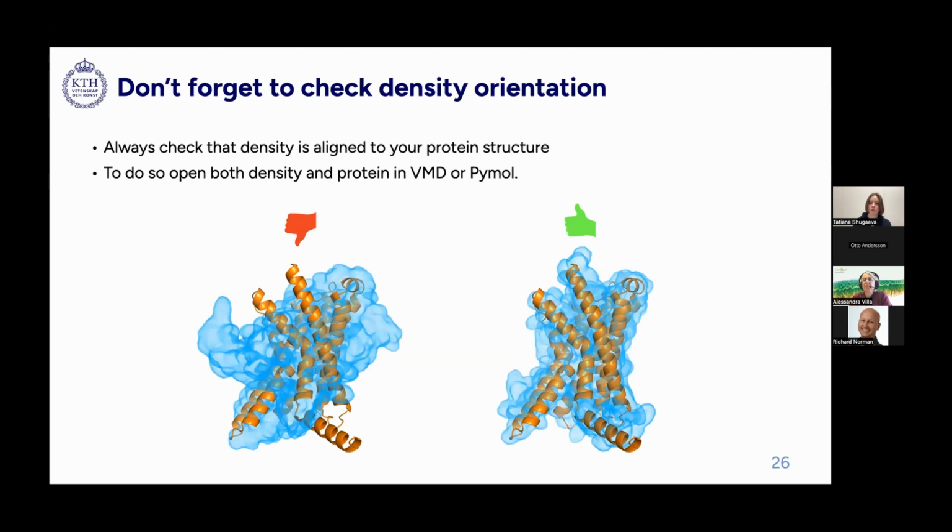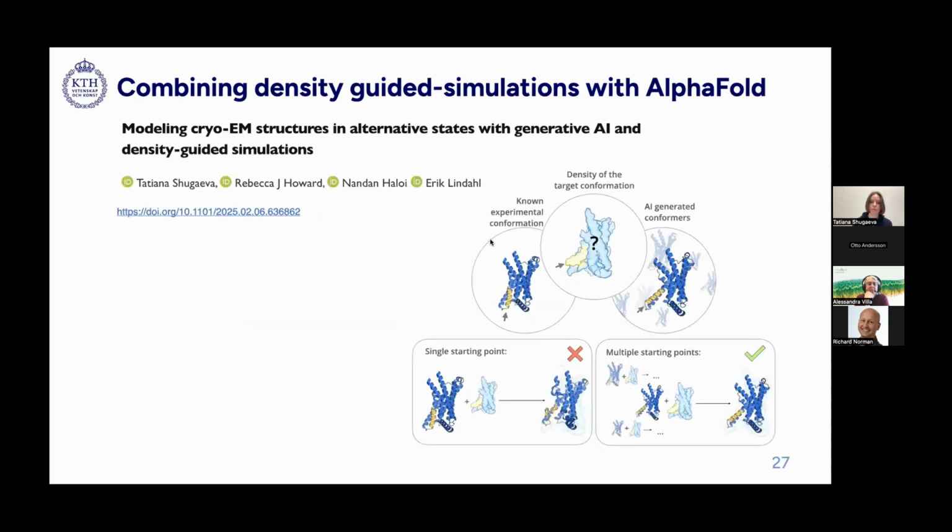But before starting the simulation, you should really check if the density is aligned with the protein. So don't expect that the protein will automatically rotate or shift to the position that you want. To check that, you can open the density and the protein in VMD or PyMOL and look at the results. In the tutorial, we will discuss more how you can align them if they're not.